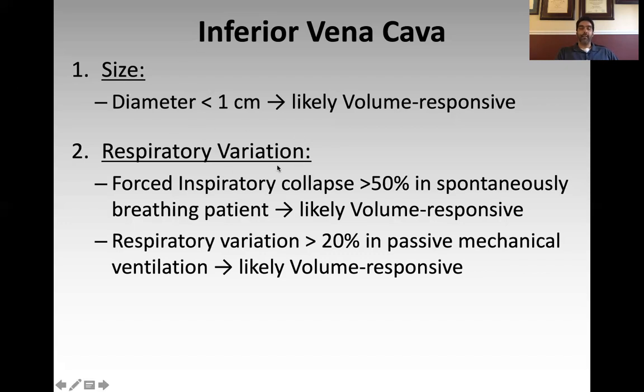The second thing you look at is respiratory variation. There's 2 situations where respiratory variation is helpful. One is looking at your patient who is spontaneously breathing negative pressure and who is cooperative. If you look at that patient's IVC and the IVC collapses by more than 50% when you make them do a forced inspiration or a sniff and they're in shock, they're very likely to be volume responsive. So 50% forced inspiratory collapse of the IVC, they're likely volume responsive.